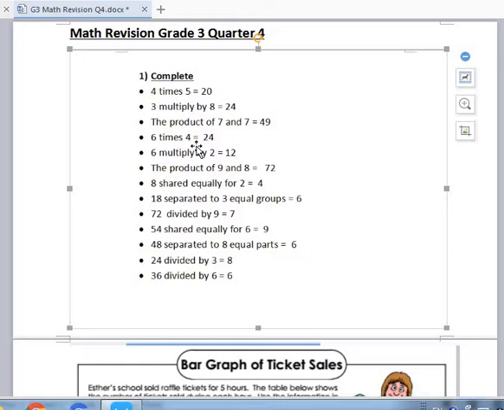6 times 4 equal 24. Do you remember this? 6 times 4 equal 24. 6 multiplied by 2. Here 6 is repeated how many times? 2 times. So 6 plus 6, in the timetable here, it's 12.